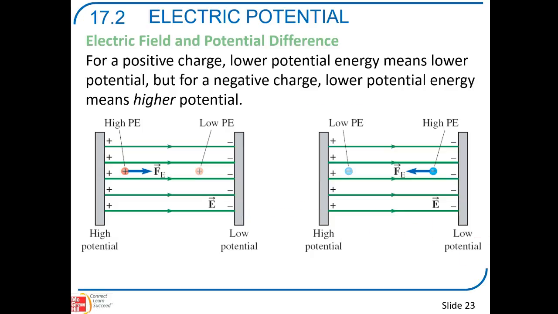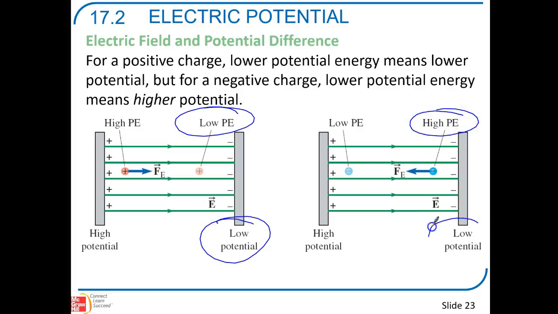Once again, we said that for a positive charge, low potential energy means low potential. But for an electron, high potential energy means you're on the low potential side. That's kind of a confusing thing for some people, but as long as you remember positive on high gives high, and then negative on the high side would give us low potential energy, and negative on the low potential side gives us high potential energy. So just think about how they would move.